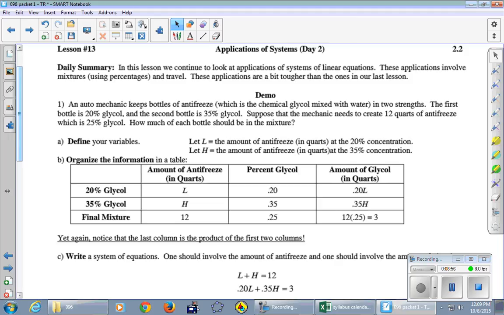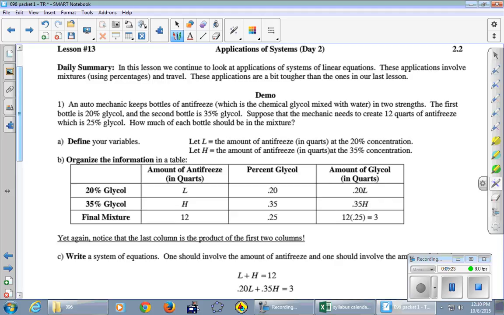Okay, so this table's already filled in. We're just going to kind of point to some stuff. There's the question, how much of each bottle? So that's what our variable should be. We'll let L be the amount of antifreeze in quarts. Don't forget to have that unit word. The 20% concentration. And then H is the amount of antifreeze of the 35% concentration. And then we're going to start filling in our table.